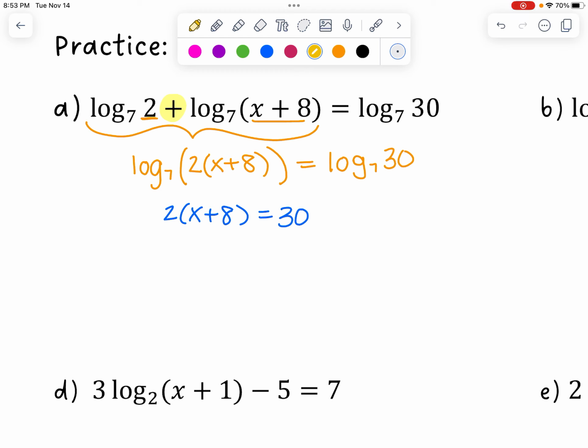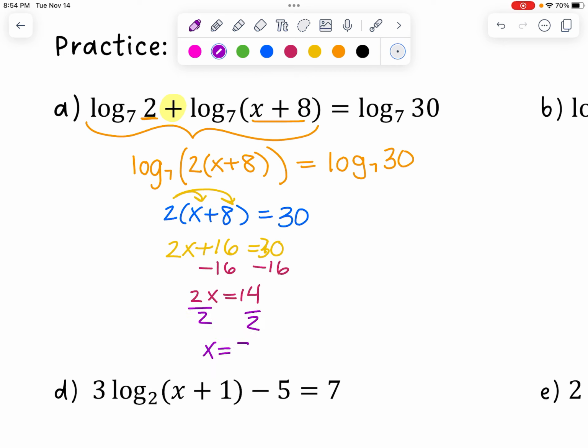The first thing I need to do is get rid of these parentheses, so I will distribute that 2. And I get 2x plus 16 equals 30. Next thing I'm going to do to solve for x is subtract 16 from both sides. And I get 2x equals 14. And then I'm going to divide both sides by 2, and I get x equals 7.